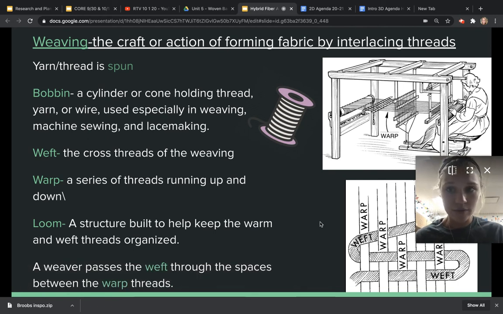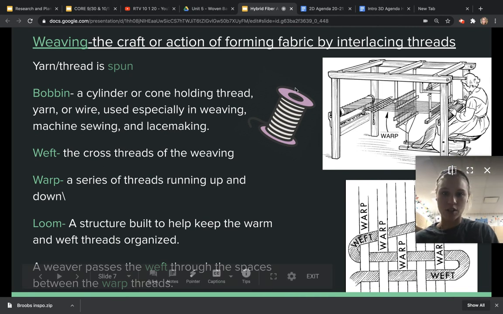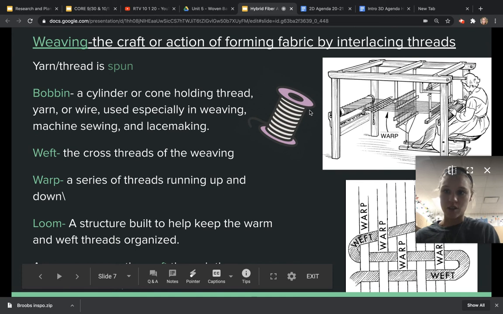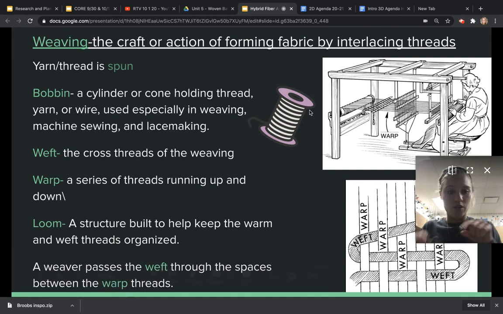So weaving itself is the craft or action of forming fabric by interlacing threads. Typically, when we have our thread, we'll find it in something similar to this individual structure here, which is where it's been spun into an individual thread. So if you have anything that you sew with, like the threads in between your shirts or the yarn that we have, all of that's been spun to be a thread. Like the fibers weren't naturally that way, they had to be created that way.